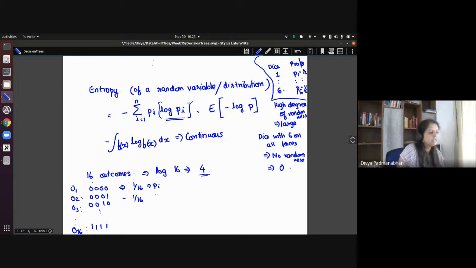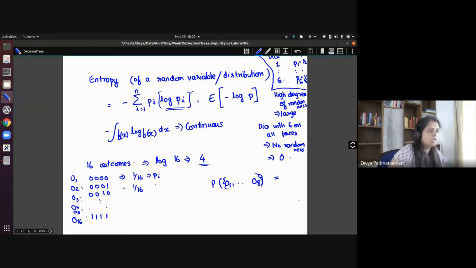But what if I told you that the first 8 outcomes, O1 to O8, together have a probability of half? Or suppose you're guaranteed that the first 8 are going to happen, and for the remaining ones the chances are very small. Then you don't need 4 bits; you can just send with 3 bits. More generally, if you have different probabilities, you can do with much less than 4 bits. That's the notion of entropy.